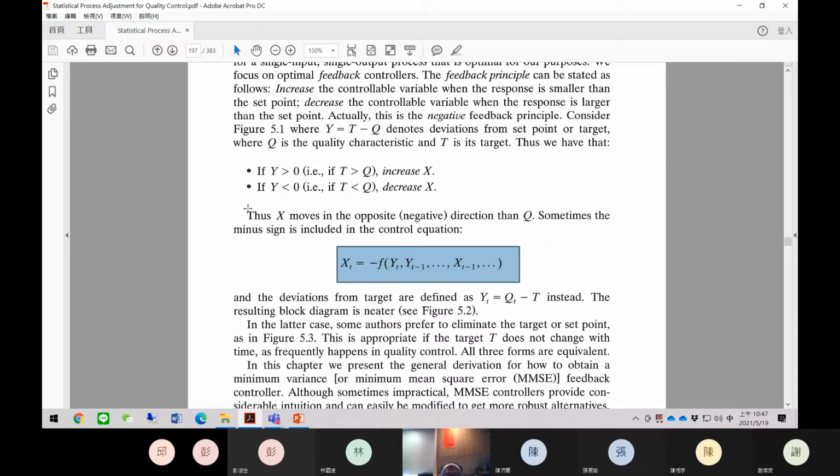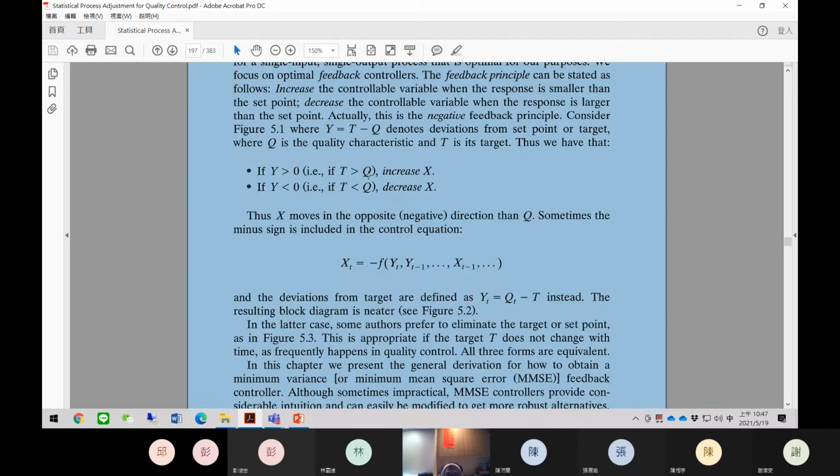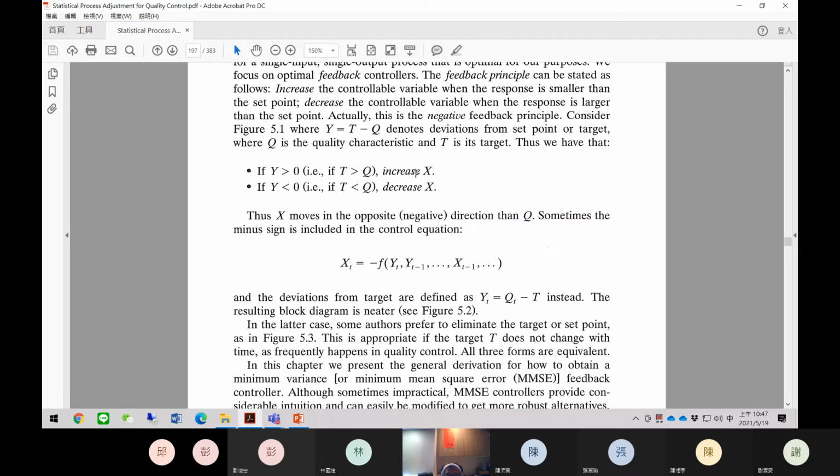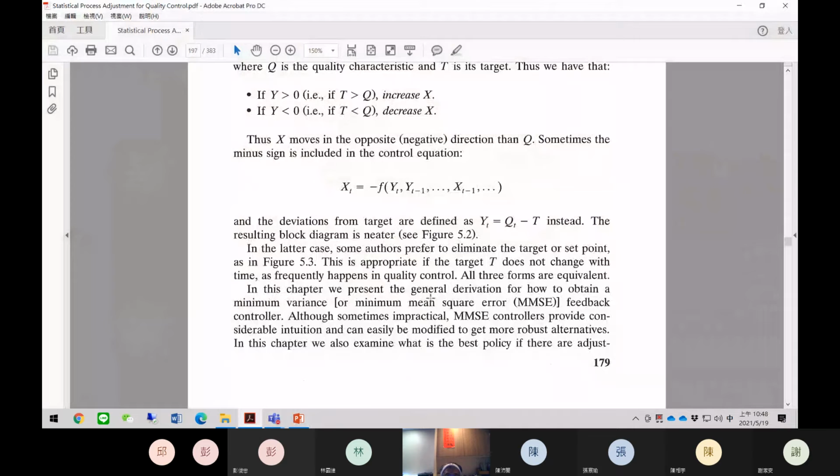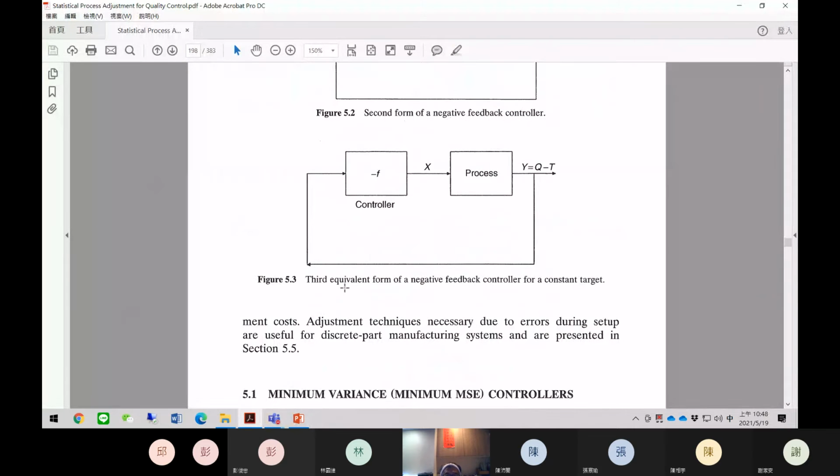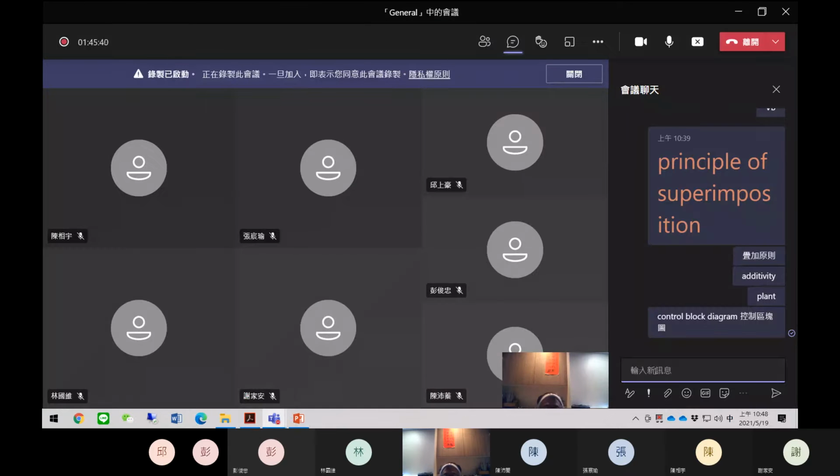So X has to be moved in the opposite direction of the Q. It depends on Q. If the Q is small, we increase X. If the Q is big, then we decrease X, so in the opposite direction. So that's why we put the negative right here. I'm sorry, this is negative. So we have 3 different forms. Is there any question so far?